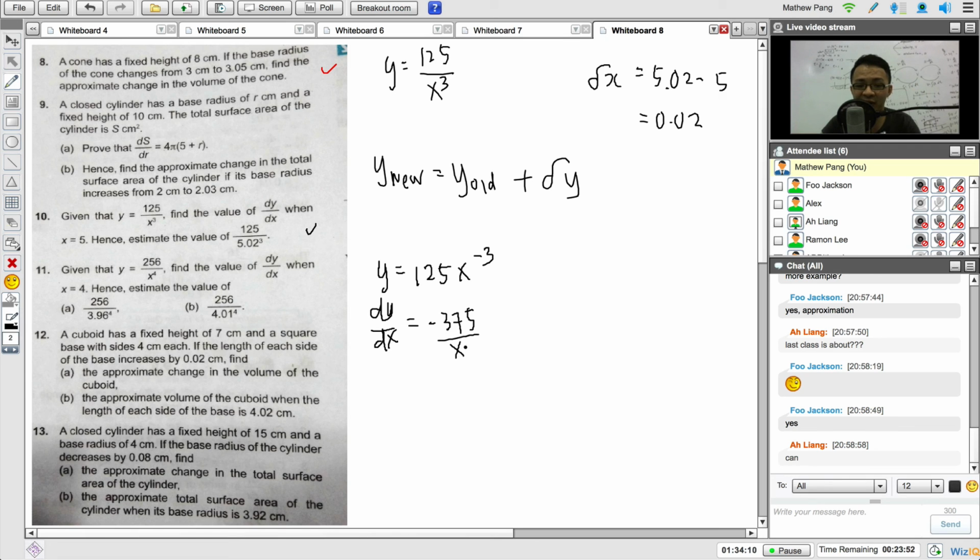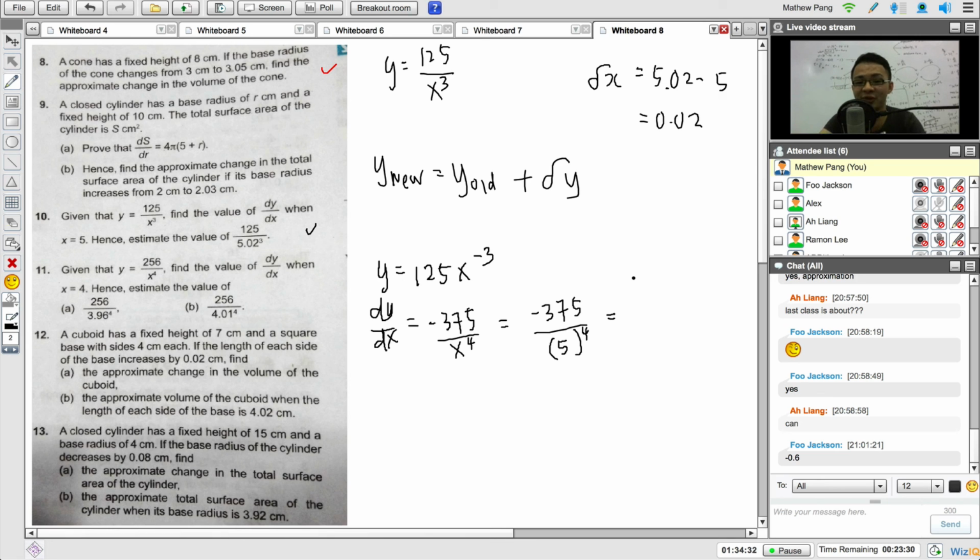So negative 375 over x to the power of 4. Now I put in my x, which is 5, so 5 to the power of 4, because x is 5, it's given over here. Let me press the calculator. 5 to the power of 4 is 625, right? Yeah, it's 625.